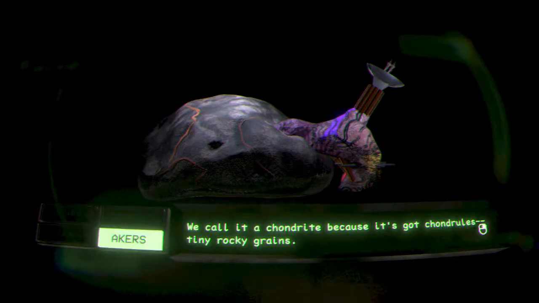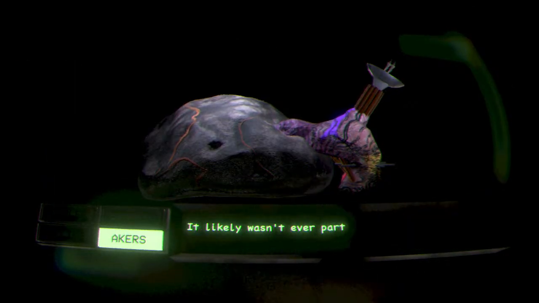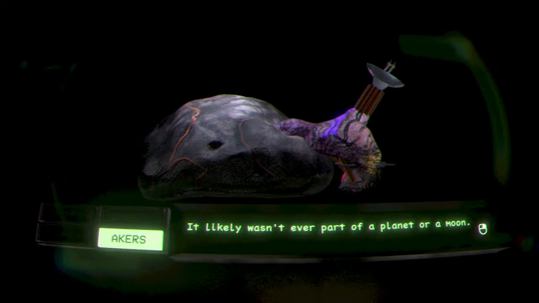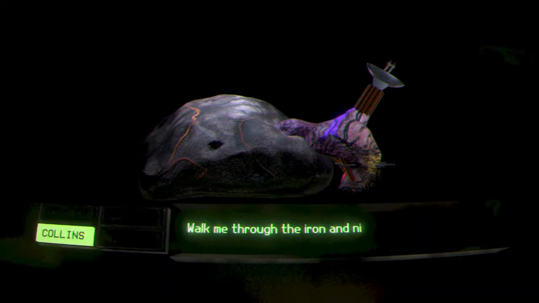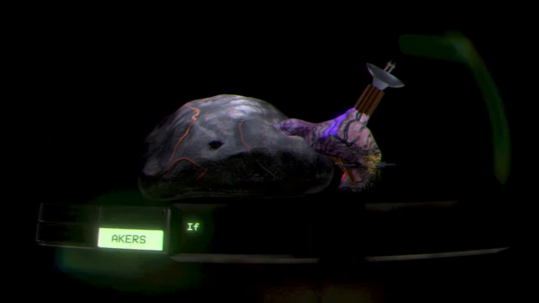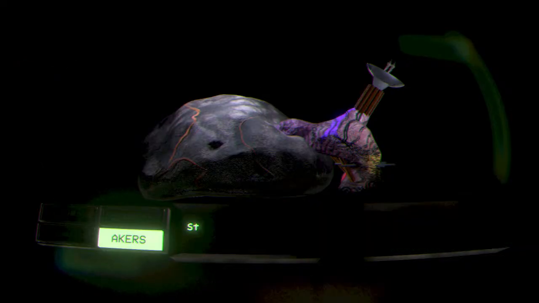We call it a chondrite because it's got chondrules, tiny rocky grains, which means that no geologic activity has transformed it. It likely wasn't ever a part of a planet or moon. It's pretty typical as far as space rocks go. Well, aside from the alien radio transmitter. Walk me through the iron and nickel. What's that tell us? If it's this low in iron and nickel, it's an oldie.